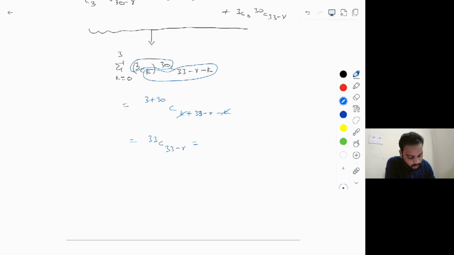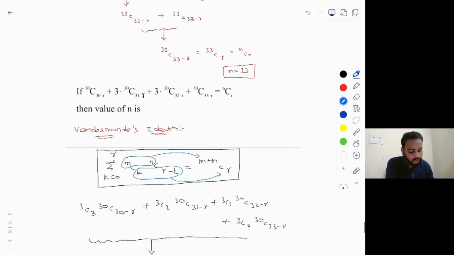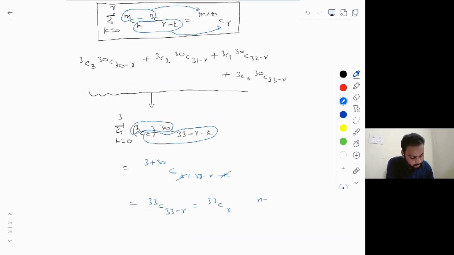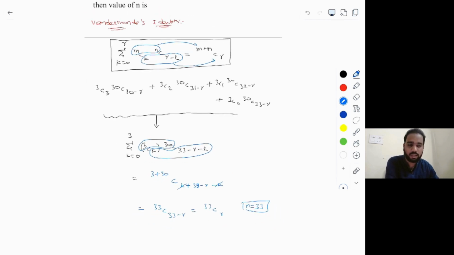And once again, nCr is the same as nC(n minus r), which means I can write this as 33Cr. And finally, this is equal to nCr, and we get n equals 33 here. So if you recall this identity, it can be solved in less than 30 seconds. Try to recall this formula, and if you do not know this identity, research about it and try to understand how exactly I did it.